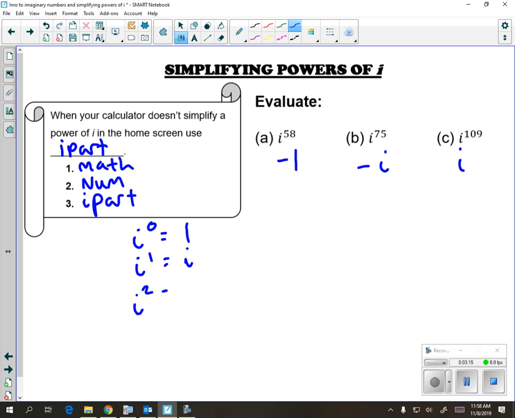I squared, it will help you to remember that I squared is going to be -1, and that I to the third power is going to be -I. Again, you don't have to remember these. You can always put it in IPART in your calculator to reduce the power. However, these four come up so frequently, if you remember them, you'll save time later on.